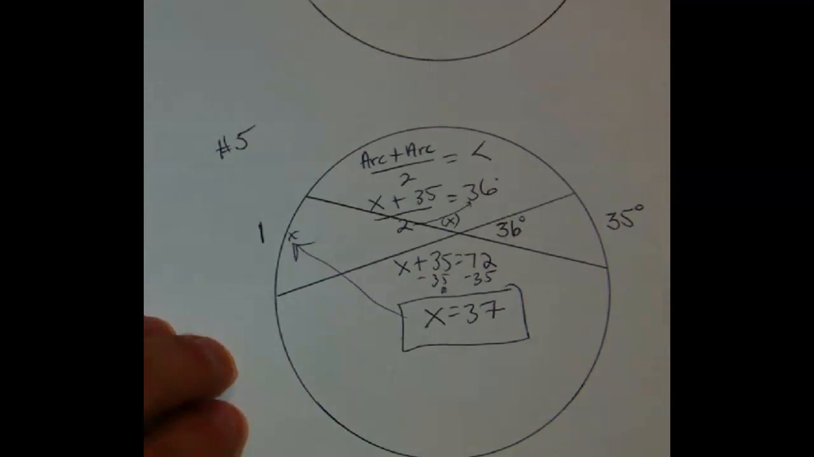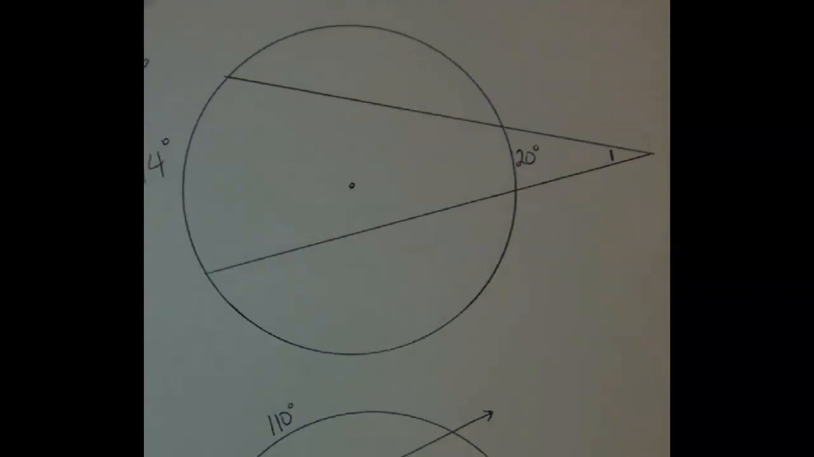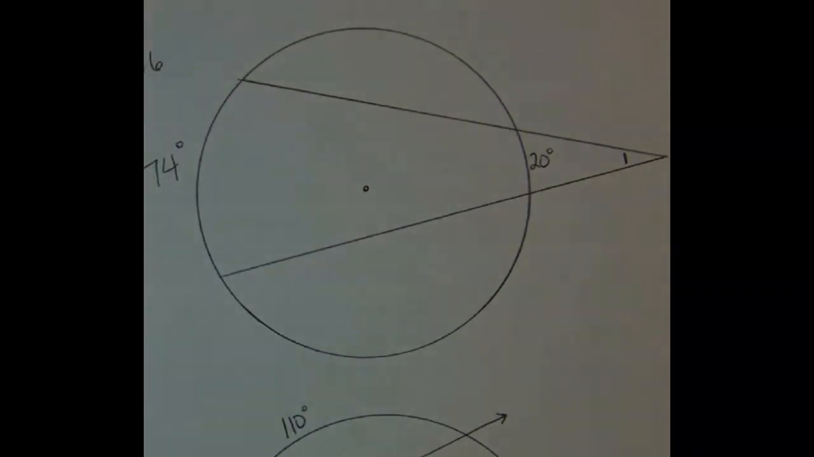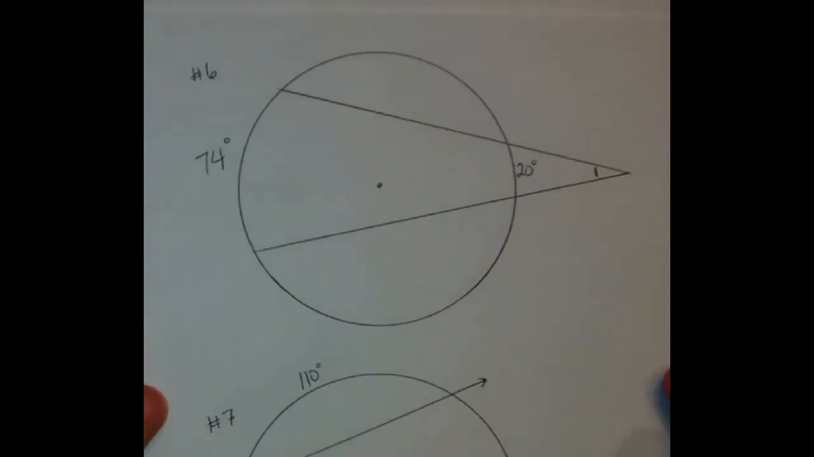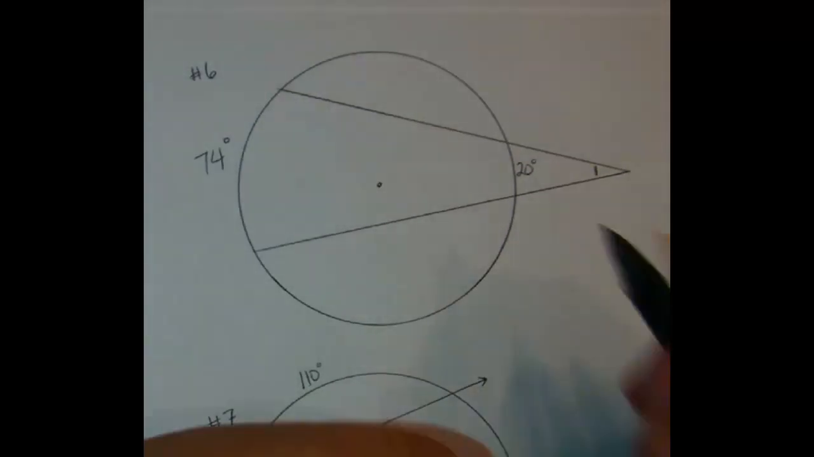All right, moving along. Number 6. Number 6, we have the angle on the outside. Since the angle is on the outside, we are going to have to subtract. See, the coffee has spilled out of the cup, so we're subtracting that angle, that coffee.